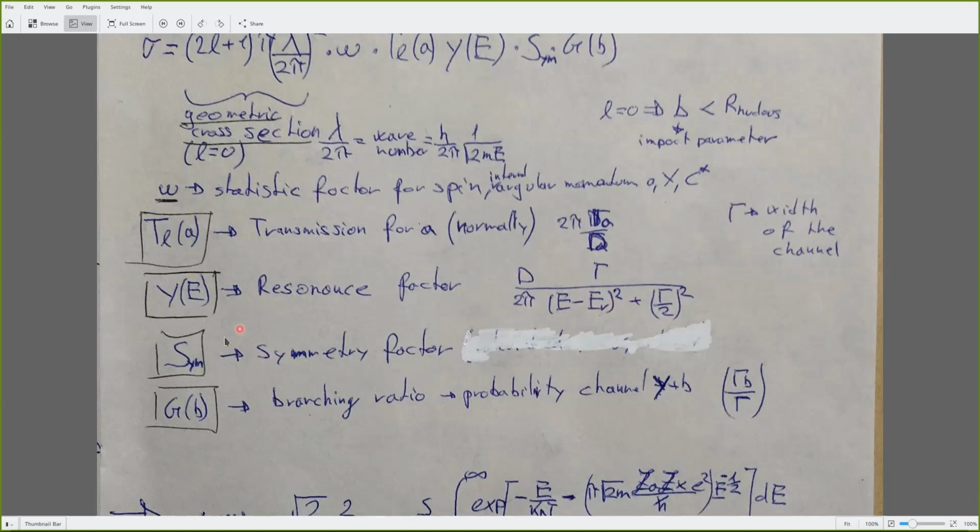So you can see that this equation will be at a maximum at a certain value of the energy. Then there is a symmetry factor, symmetry in the nuclear physics meaning. Then what is the branching ratio? It's G, just the probability of the channel that we are interested in. So obviously the cross section of the reaction depends on the reacting particle and on the type of reaction you want.